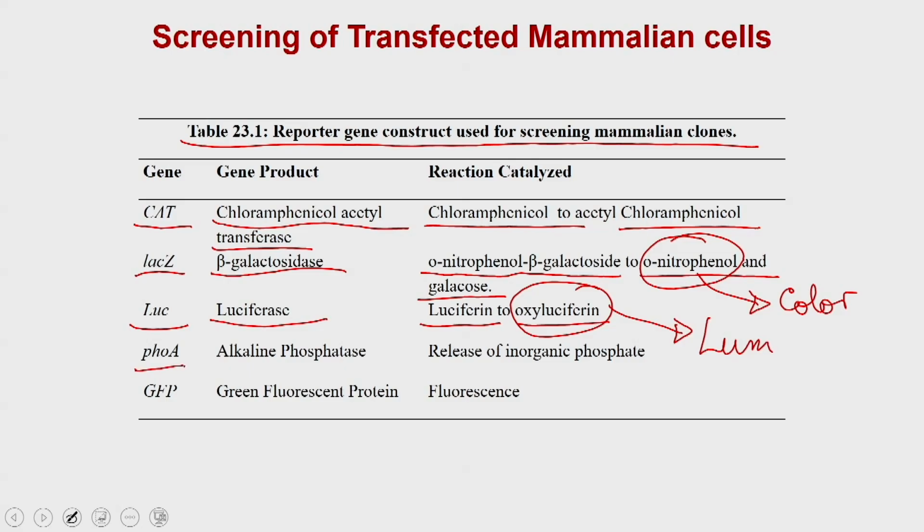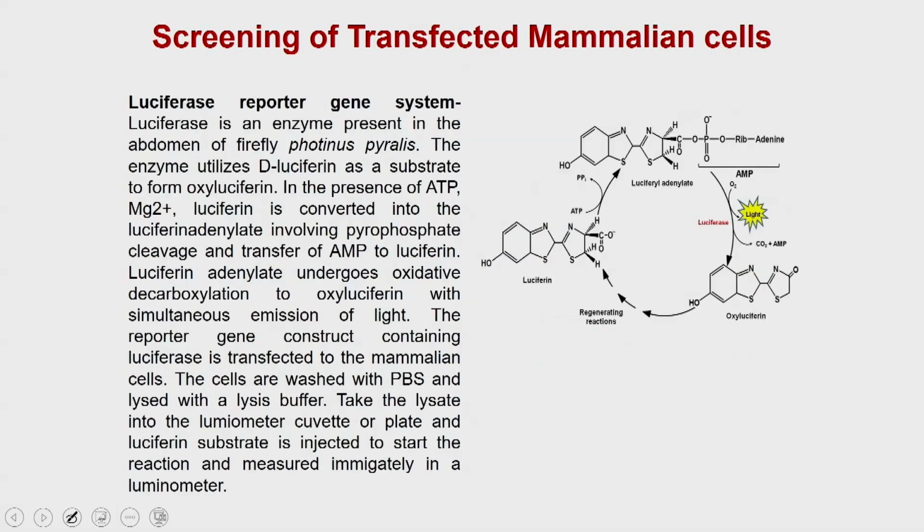Similarly, you have the 4A gene, which is actually producing the alkaline phosphatase, and the alkaline phosphatase is releasing the inorganic phosphate from the substrates. So, you can use different types of substrate to monitor the release of inorganic phosphate, and at the end you have the green fluorescent protein, or the GFP, which is going to give you the fluorescence in the green channel. So, let us see a few examples.